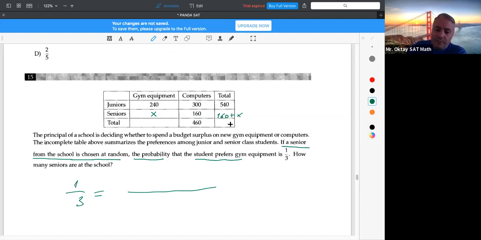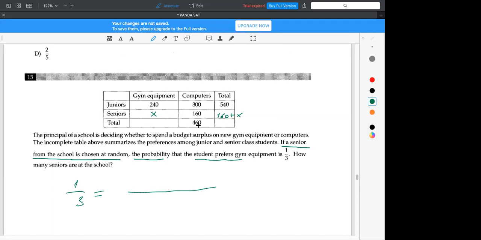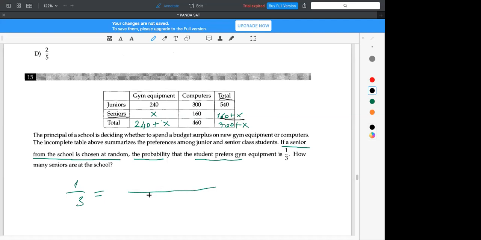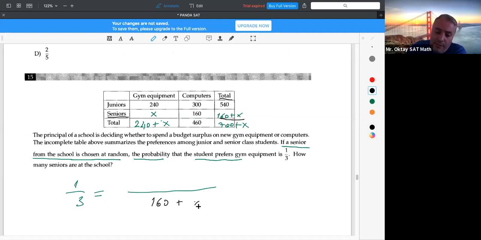Is this okay? Yes, sir. And then in this question, I don't need this total. I may calculate it, but I don't need it right now. But let us calculate as usual: 5, 6, 700 plus X. Now, the question says, if a senior from the school is chosen, so we are choosing just seniors. I mean, we are doing this for just seniors. That means the sample space consists only of seniors. So how many seniors are there? X. So 160 plus X. Is this okay? Yep, sir. Now, this is the sample space.